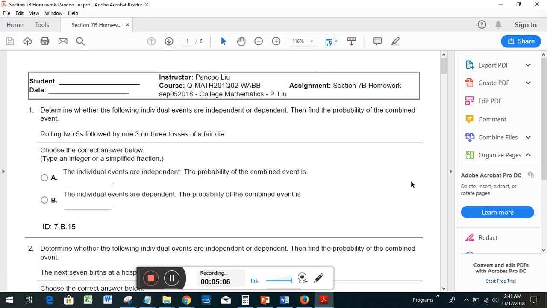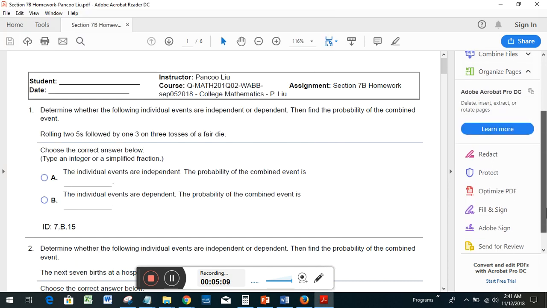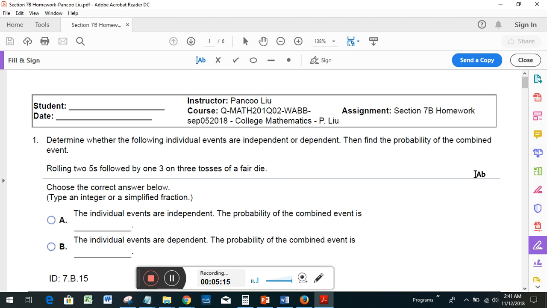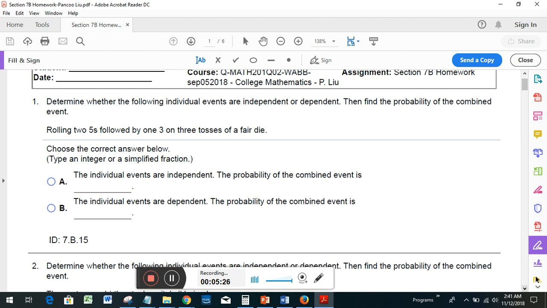So let's go ahead and take a look at number 1 here. Number 1 says, determine whether the following individual events are independent or dependent. Then find the probability of the combined events. So in this case here, number 1 says rolling 2 5s followed by 1 3 on 3 tosses of a fair die. So in this case here, the first half of the problem does not really matter at all. What matters is the number of tosses and the fair die.